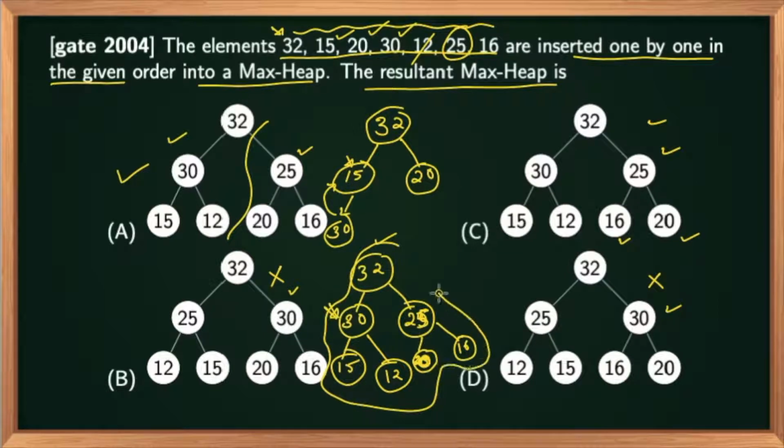You don't really need to do it like this. You can simply insert one by one into the heap. I am just showing you that sometimes we may be able to figure out which choice is correct without really doing the insertion.